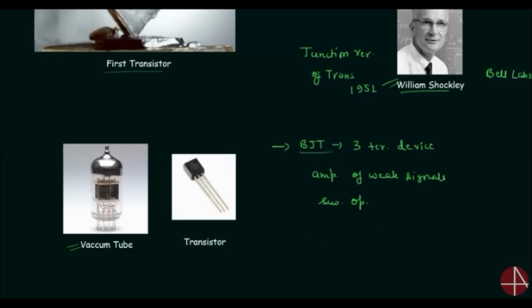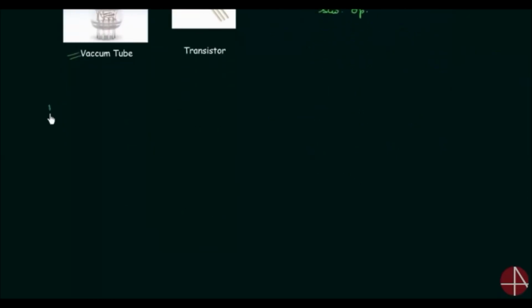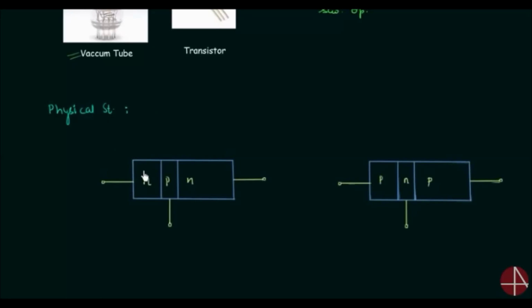The next thing is the physical structure of BJT. We have 2 types of BJT. The first type is known as NPN transistor, and the second type is known as PNP transistor. In case of NPN transistor, P-type semiconductor material is sandwiched between 2 N-type semiconductor materials. In case of PNP transistor, N-type semiconductor material is sandwiched between 2 P-type semiconductor materials.